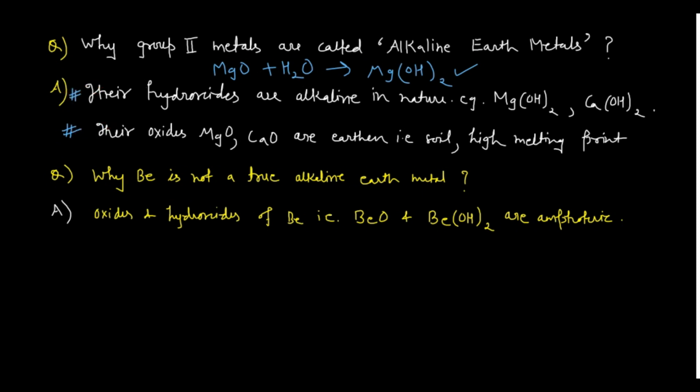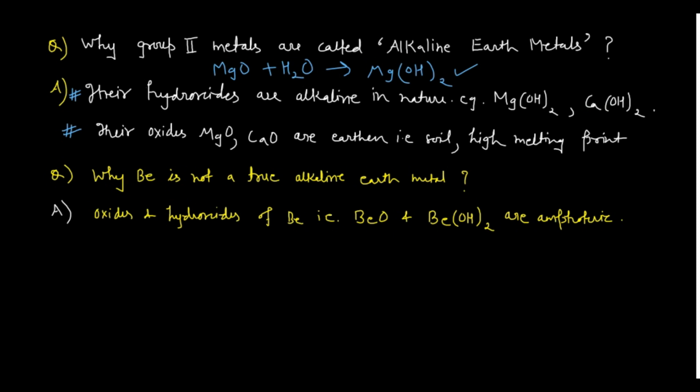So you know the oxides and hydroxides of beryllium, if you make the hydroxides and oxides of beryllium, they are actually not at all alkaline. They are amphoteric in nature, and since they are amphoteric in nature, they are not actually alkaline. So we cannot include the compounds of beryllium in the alkaline earth metals.